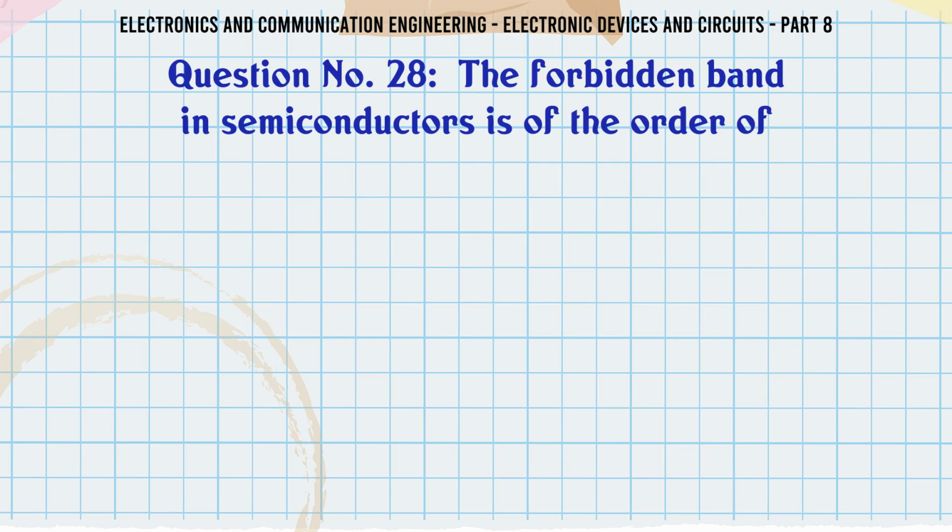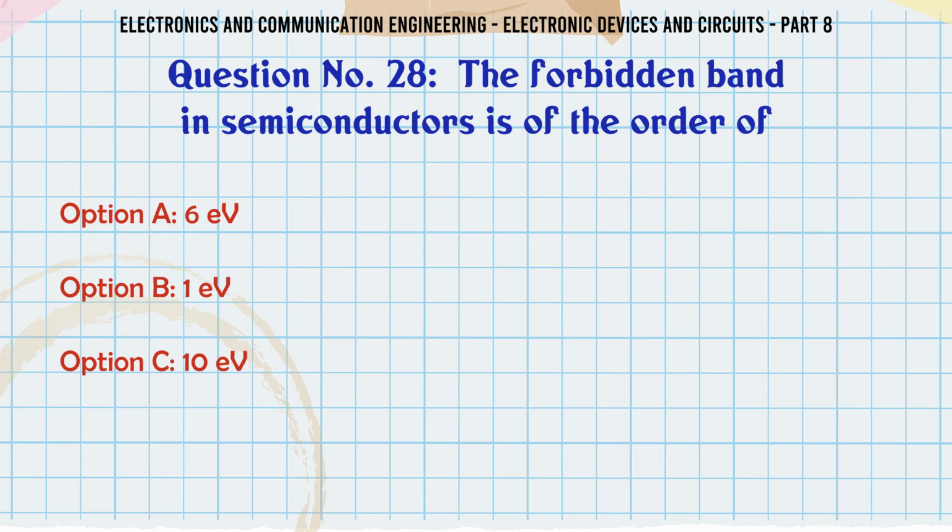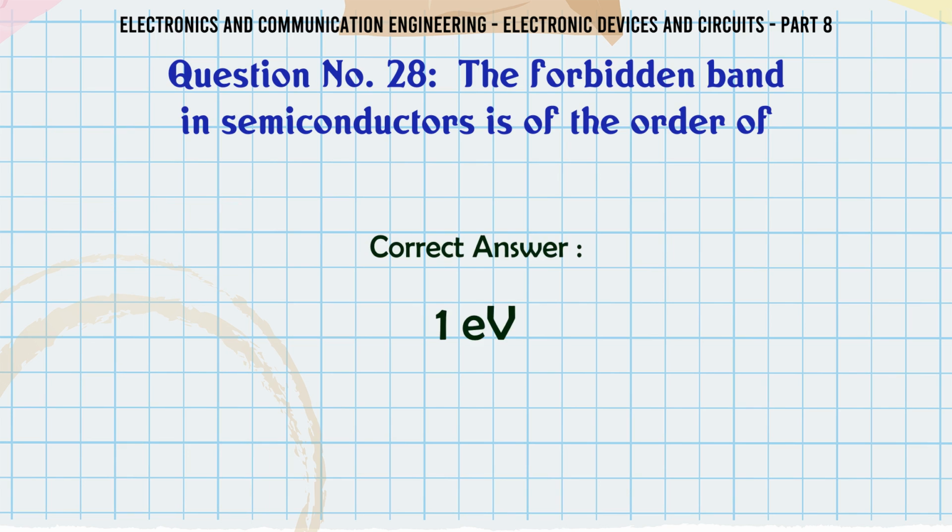The forbidden band in semiconductors is of the order of A. 6 eV, B. 1 eV, C. 10 eV, D. 0.01 eV. The correct answer is 1 eV.